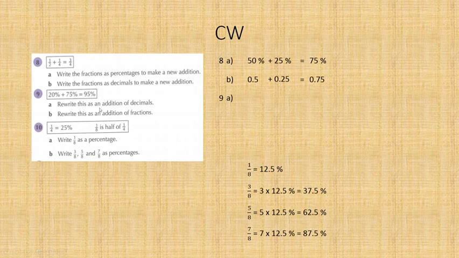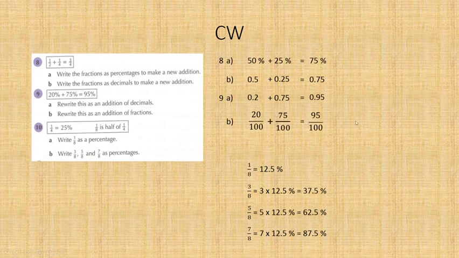Rewrite this as an addition of decimals. So I need to change this into decimals. So 20% into decimals is going to be 0.2. And this 75%, I need to change it into decimals, so it's going to be 0.75. And it's going to be equal to 0.95. Number B, rewrite this as an addition of fractions. So this 20% is going to be 20 over 100 plus 75 over 100 equals 95 over 100. And please simplify that. Okay, question number 10.